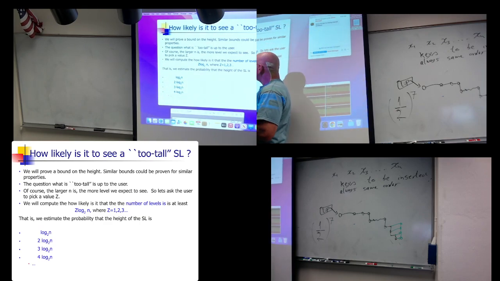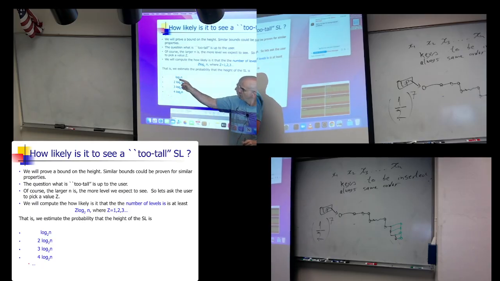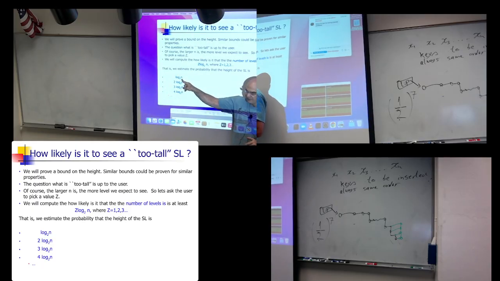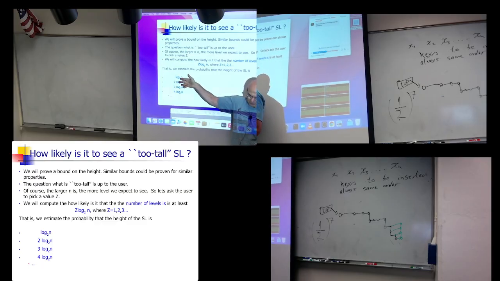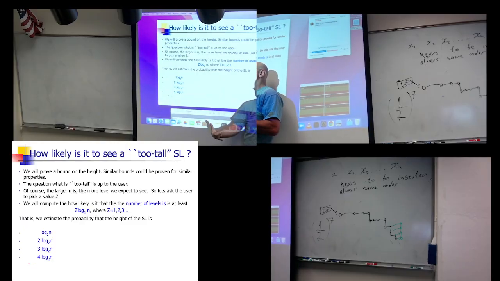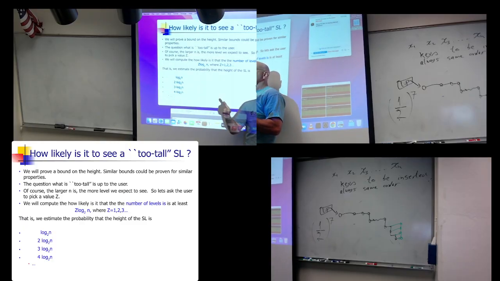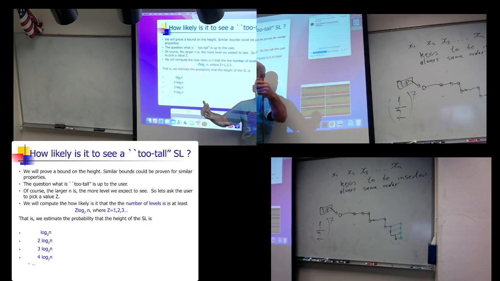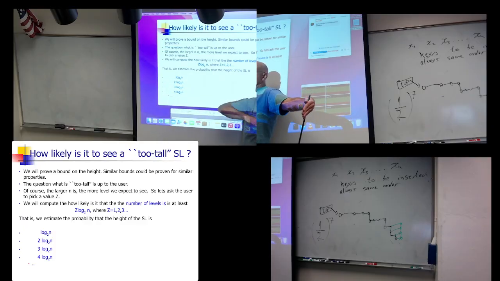So, log to the base 2 of n levels, that's what I expect to see, that's what I hope to see. Otherwise, actually, performances are degrading. I'll ask you what's the chance to see a skip list that has 2 times log n levels. I expect to see 1 log n, perfect. Of course, the more elements in the skip list there are, I expect it to be of higher height, just like any normal tree.